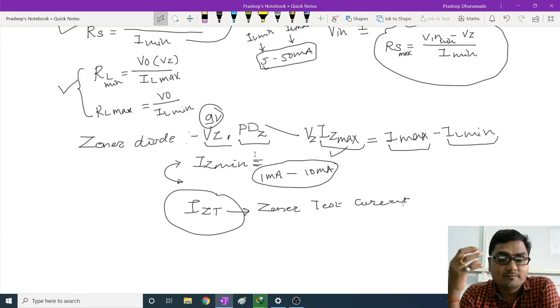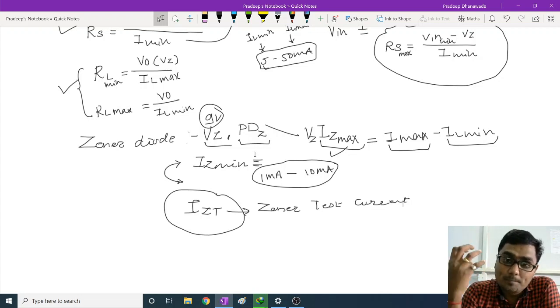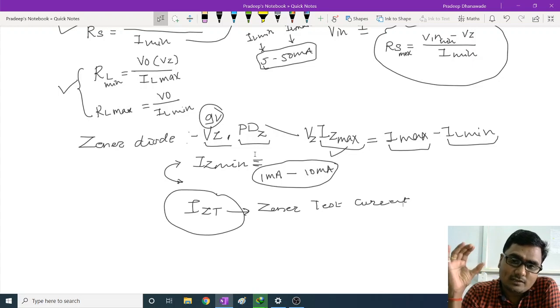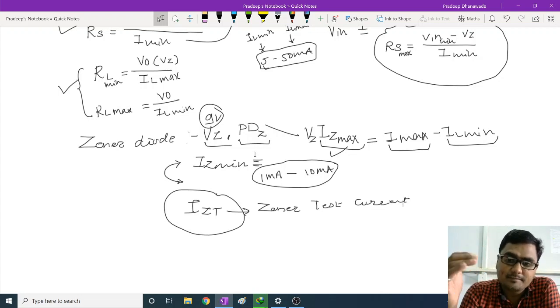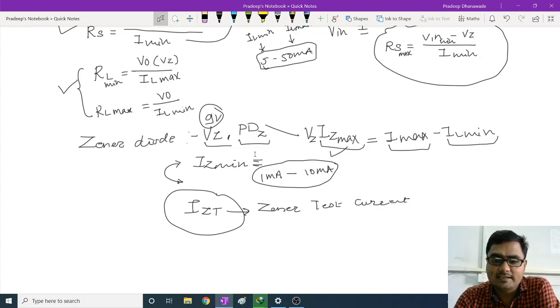It means when they started observing constant voltage across the Zener, they observed that much minimum Zener current flowing continuously through the Zener. And that current is what they have treated as the Zener test current. They tested the Zener voltage for that particular current. That means it.